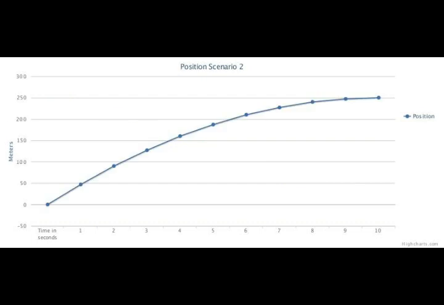The position graph will look reflected from the last position graph. It would initially increase rapidly, but the increase would slow as the car's velocity decreases.